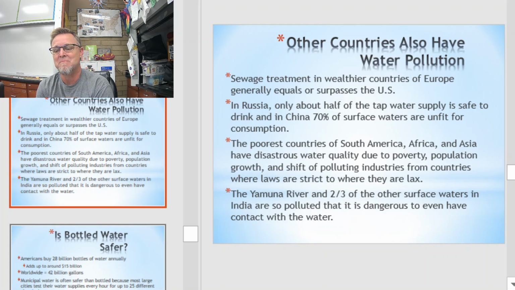The Yamuna River and two-thirds of the other surface waters in India are so polluted that it's dangerous to even have contact with the water. Okay? So what do we do about it? If we can't drink the water, maybe we should go for bottled water.